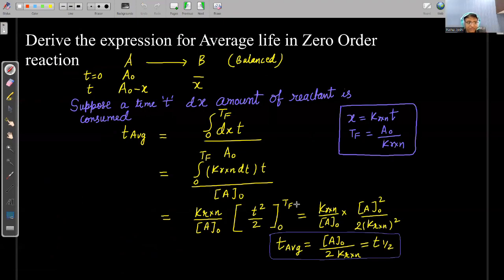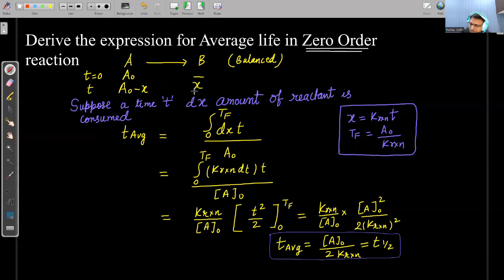So maths physics में हम ऐसे बहुत सारे क्वेश्चन सॉल्व करते हैं जिसमें हम एवरेज लाइफ को कैलकुलेट करते हैं. तो जीरो और फर्स्ट ऑर्डर रिएक्शन के लिए देखते हैं. So we are saying that first for zero order reaction we are finding what is the half life, sorry, average life. So the reaction coefficient is 1 and we are writing this is a balanced reaction. Initially at time t is equal to 0, concentration is A0.